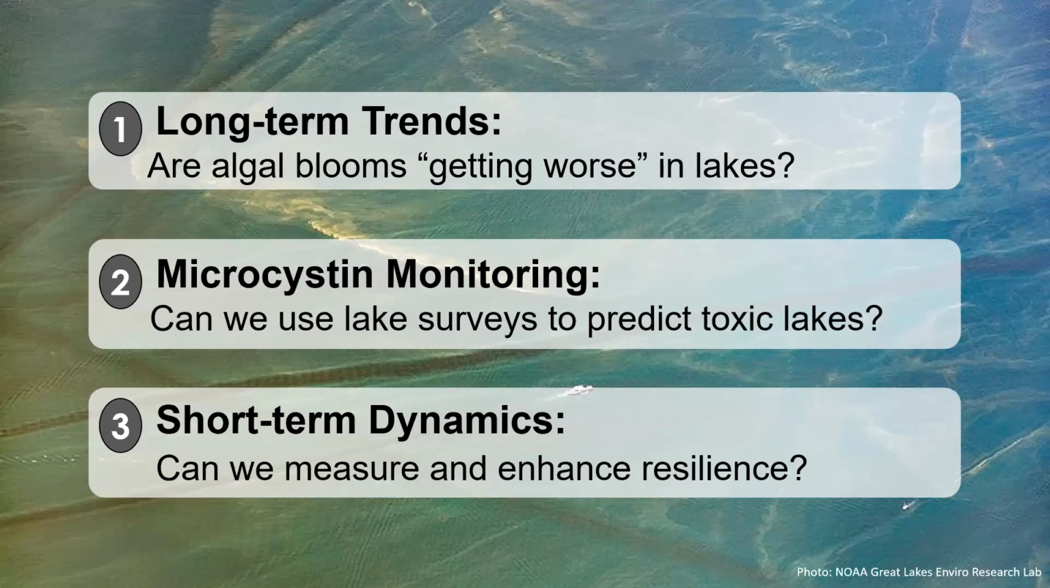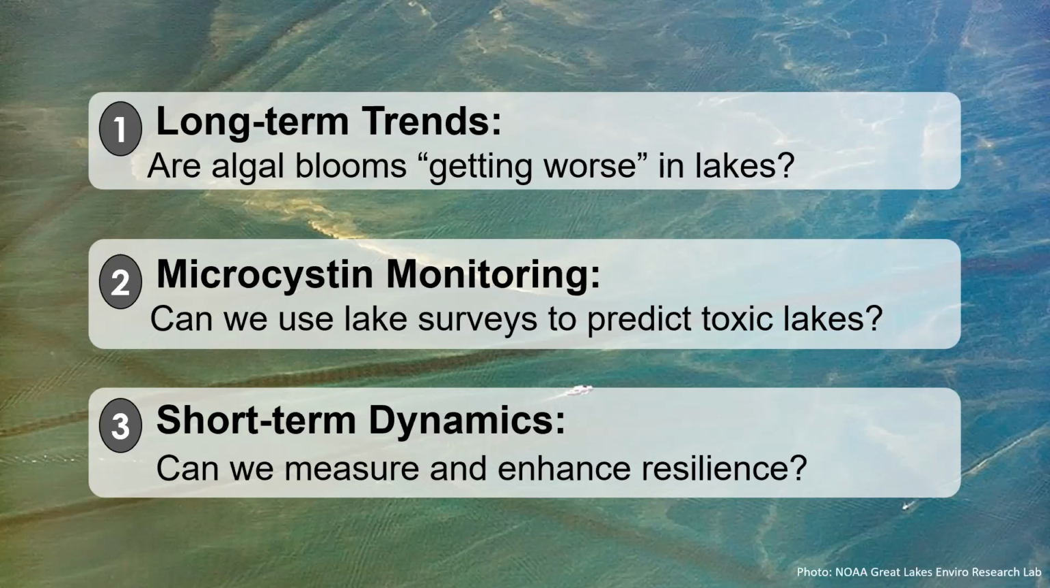First, thinking about long-term trends, what evidence do we have that, in the past couple decades, algal blooms are getting worse, quote unquote, in lakes? And then, for some lakes where we know blooms are producing toxins, can we use that toxin monitoring information to create statistical models? And how useful are those models for predicting toxic lakes into the future? So what's the utility of those models?